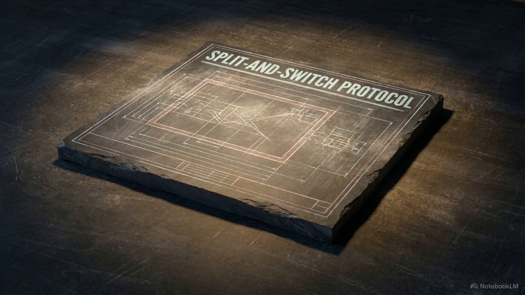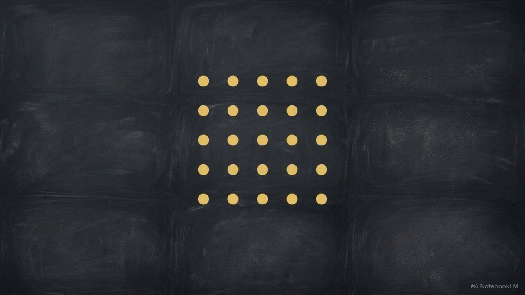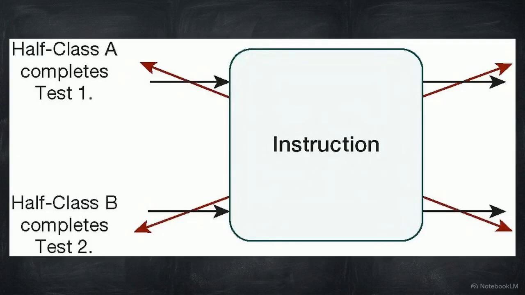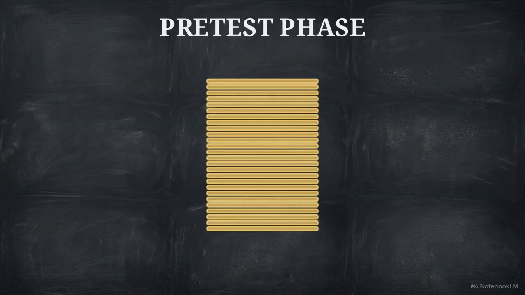There is a data-gathering architecture engineered to mathematically bypass these statistical flaws. It is called the split-and-switch design. To maintain statistical viability, this protocol requires a reasonably large sample size, typically a class of 25 or more students. This diagram outlines the protocol. The first step is to physically divide the classroom into two halves. You divide the roster into two roughly equal groups.